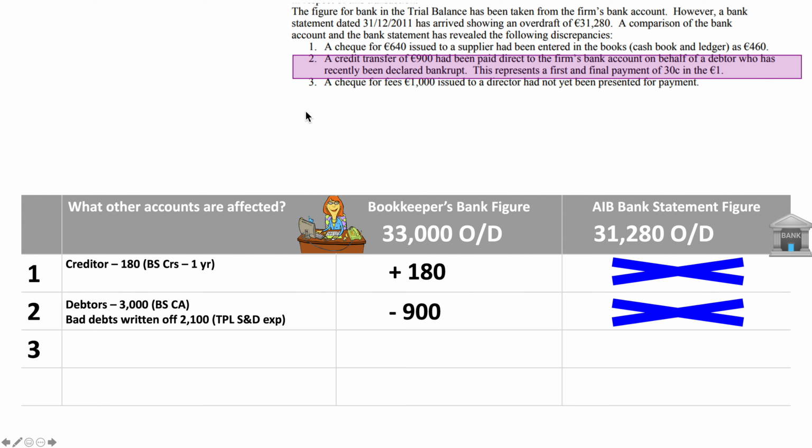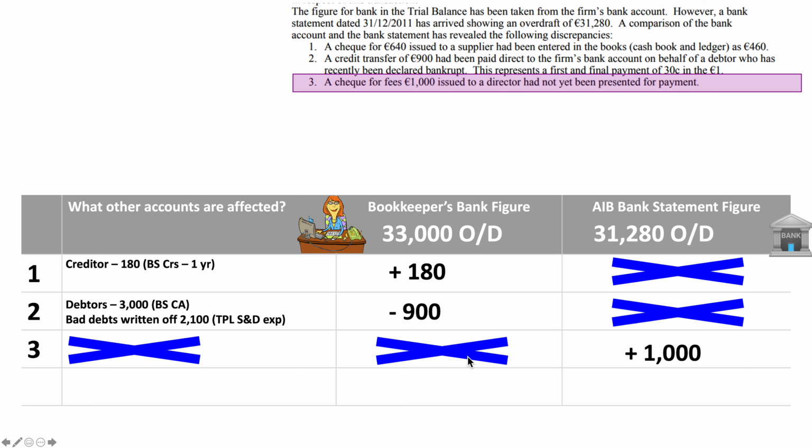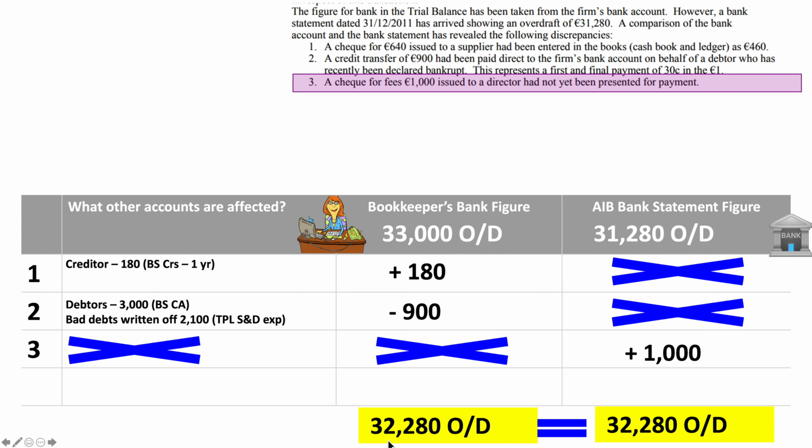Then we have a cheque for fees, number 3, €1,000, issued to a director, had not yet been presented for payment. So again, the bookkeeper knew about this, don't have to do anything in their accounts, but when the cheque is presented for payment, it is going to be added to the AIB overdraft, so the overdraft that they know about.